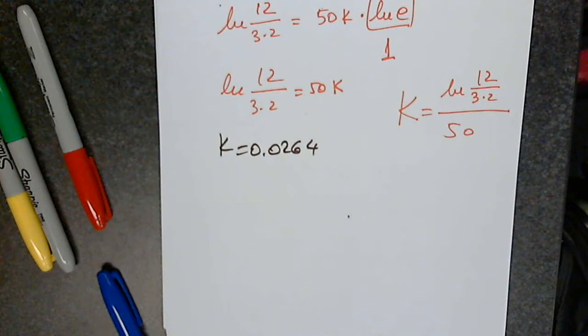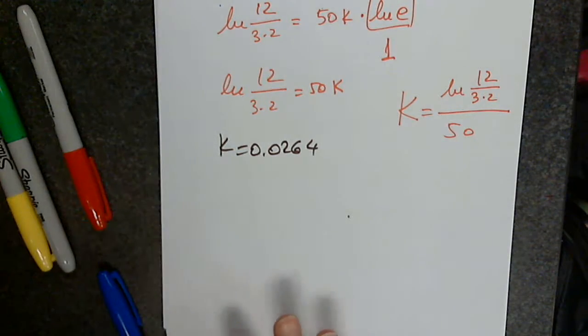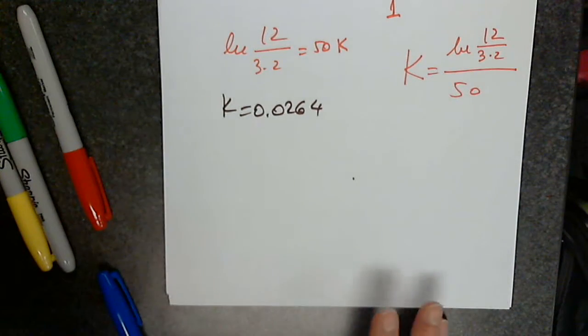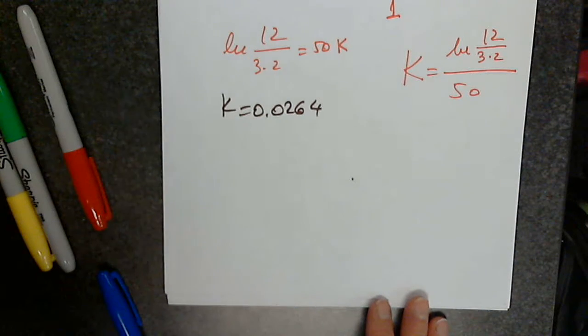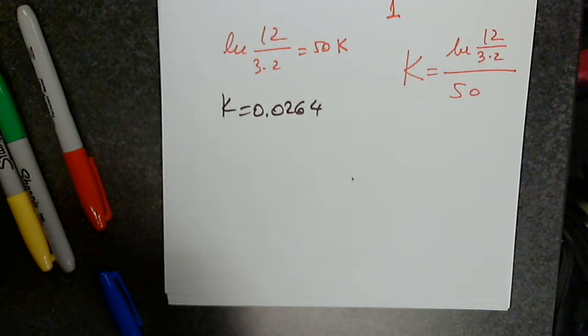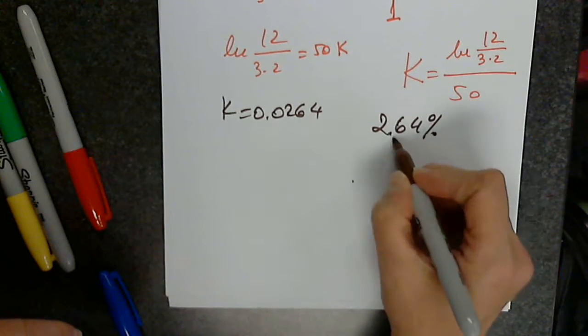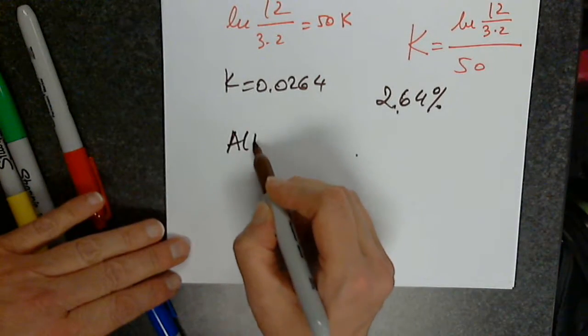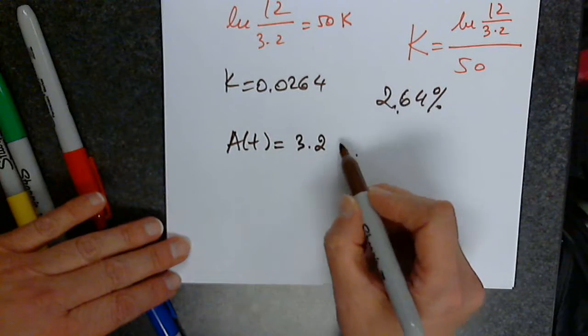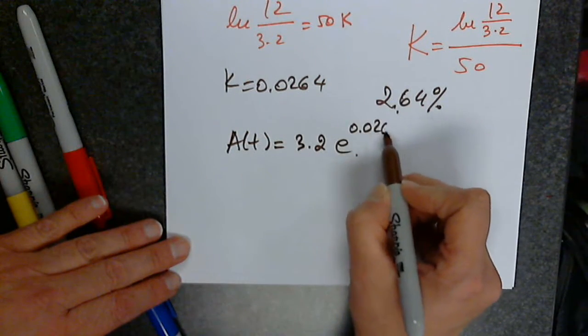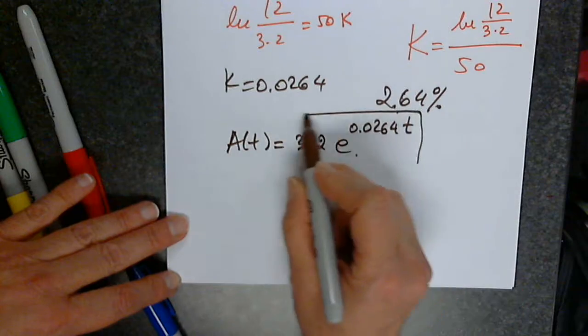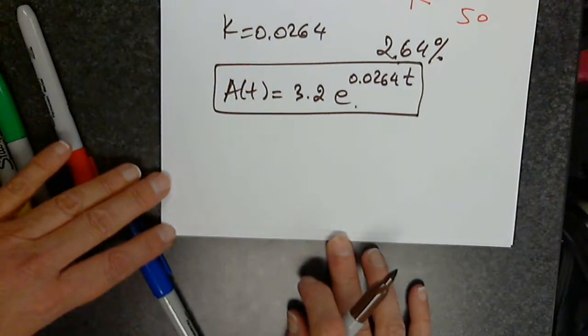What does this mean? Can anyone explain? And then I'll put it in the model. It means that the population growth rate is 2.64%. So now I have A of t, which is 3.2 times e to 0.0264 t. And I have the entire model.